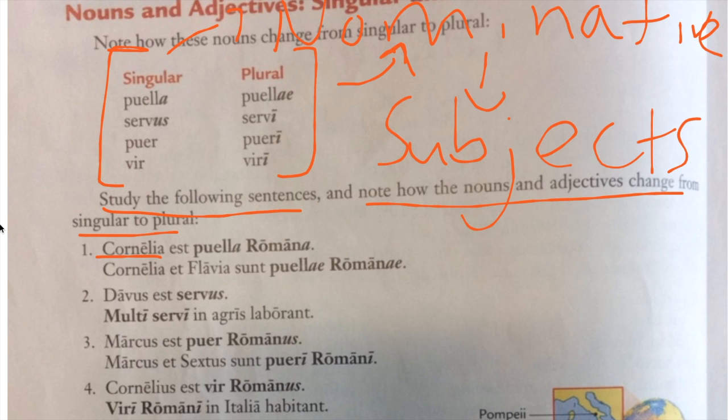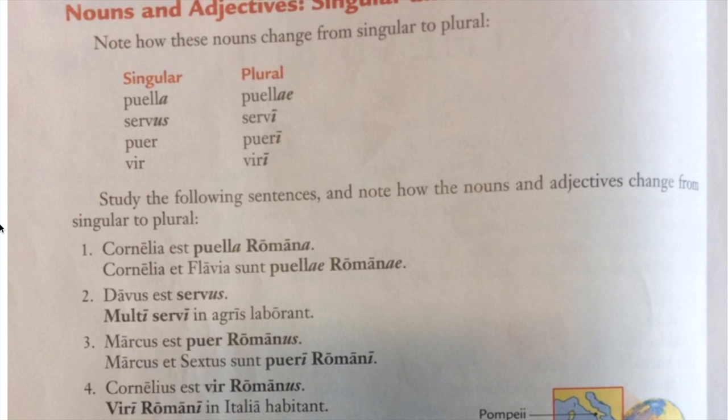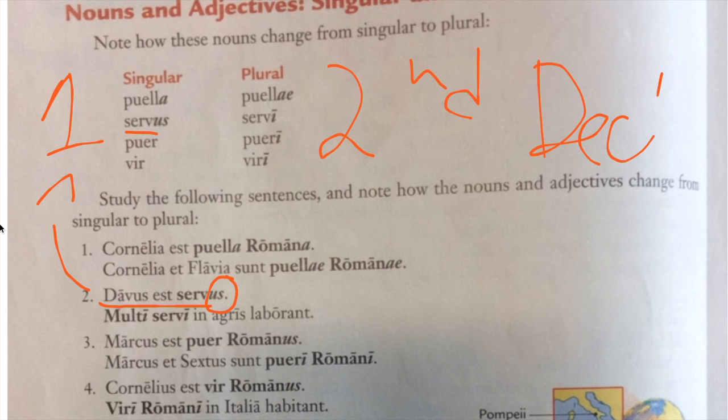Cornelia, remember there's only one Cornelia, so Cornelia is a puella Romana, a Roman girl. The letter A, all by itself, at the end of a noun, is typically a nominative singular ending. Going on, Davus here. Davus is just one person, and servus here is in the singular. This is the singular ending for the second declension, this US here. So Davus is a slave.